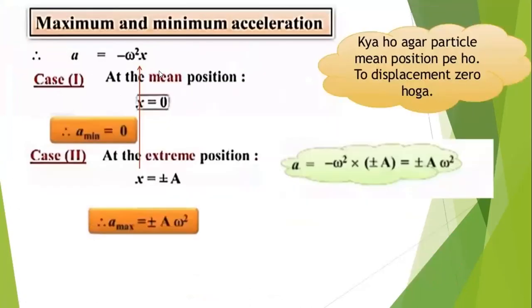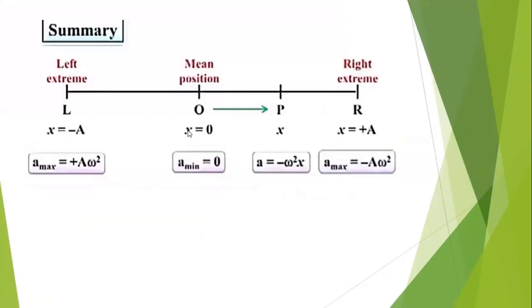Next, we calculate the minimum and maximum values of acceleration. Two cases are there: at the mean position and at the extreme position. At the mean position, x is equal to 0, and at the extreme position, x is equal to a, that is the amplitude, the maximum displacement of the body from its mean position. So acceleration is minimum at the mean position, equal to 0, and acceleration is maximum at the extreme positions. These are the two extreme points, x is equal to minus a and x is equal to plus a, and this is the mean point. At the mean position the acceleration is 0, and at the two extreme positions the acceleration is plus or minus a omega square.